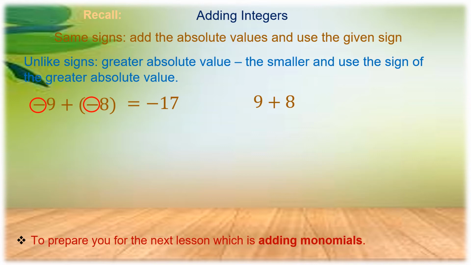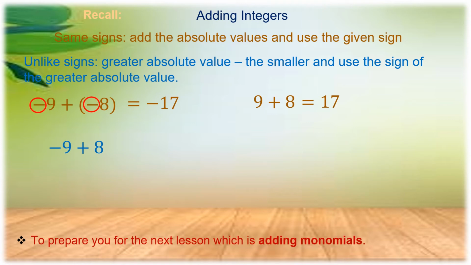In here, it is very easy. We just need to add 9 plus 8 is equal to what? Correct, it is equal to 17. And since they are both positive, we will be having positive 17. Now let us have another one. How about negative 9 plus 8?